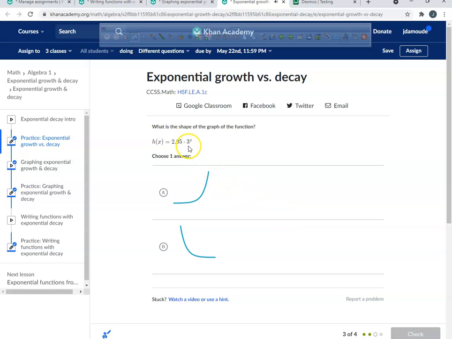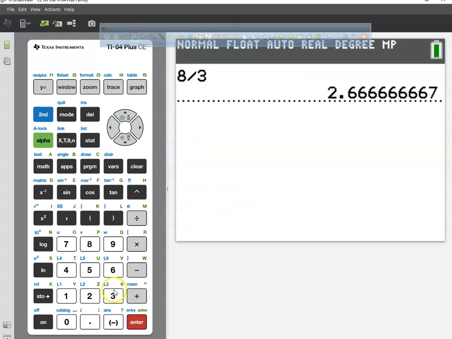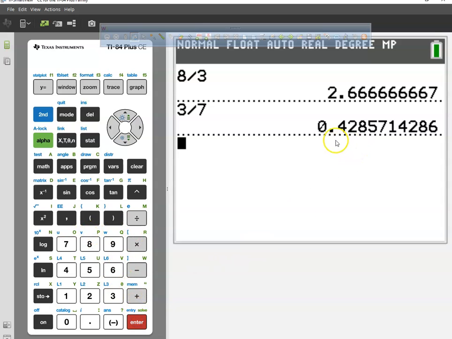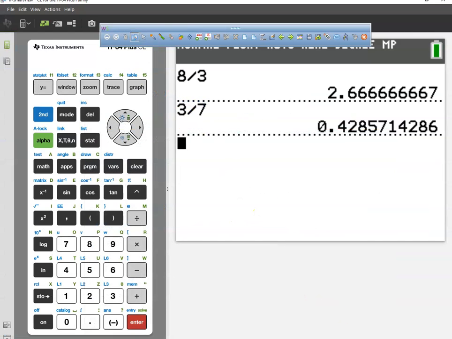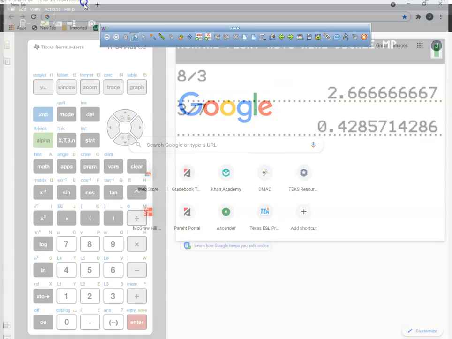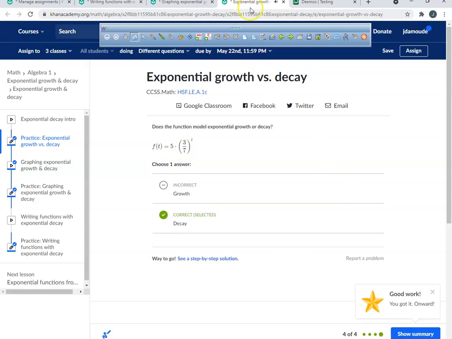Here's your b value. It's a 3. That 3 is bigger than 1. Therefore, it's growth. There's a fraction. That fraction's totally less than 1. It's 0.42857142857142857. All right, which is decay. You're like, what are you talking about? 3 divided by 7 is 0.42857142857. Well, that just rounded from a 5 to a 6, but that's what calculators do. All right. So, wrong page. So that's going down. And that's all I have to do on that one.